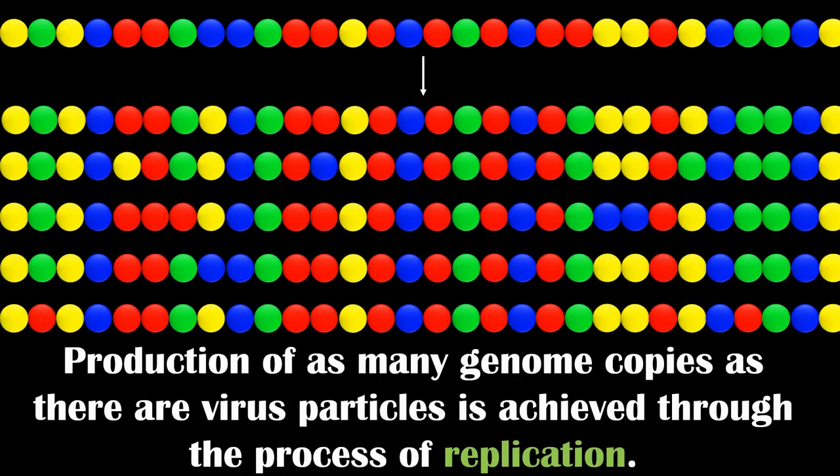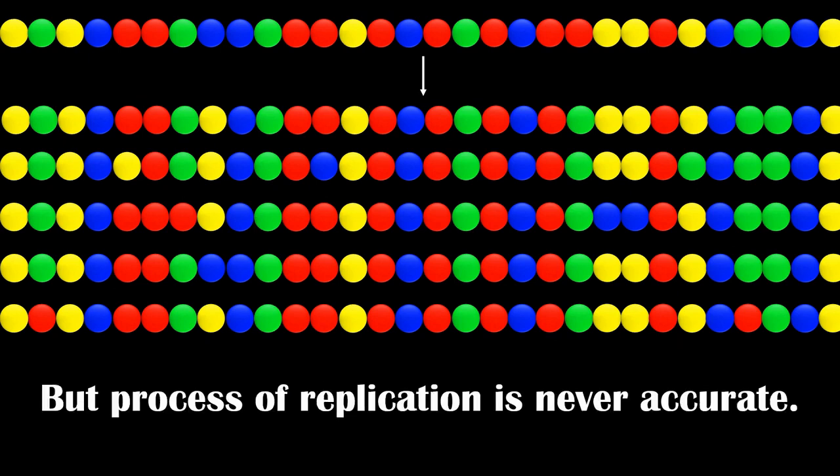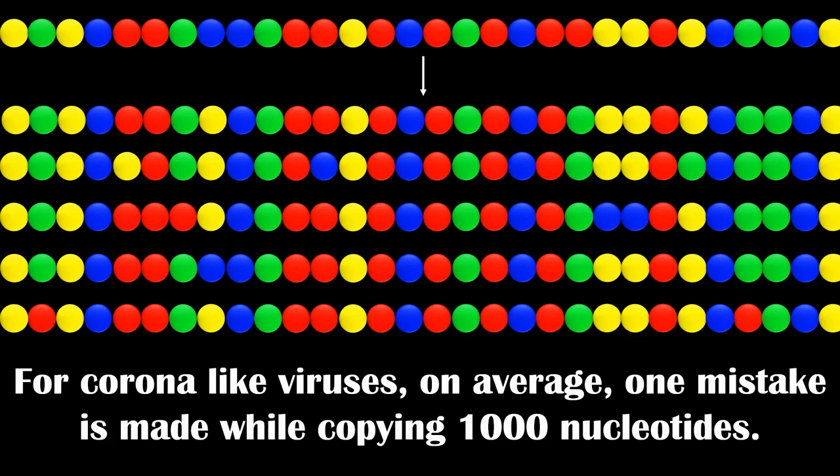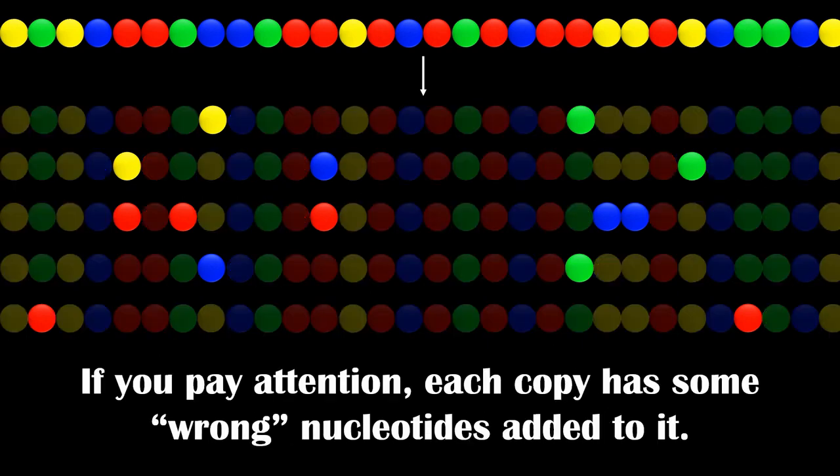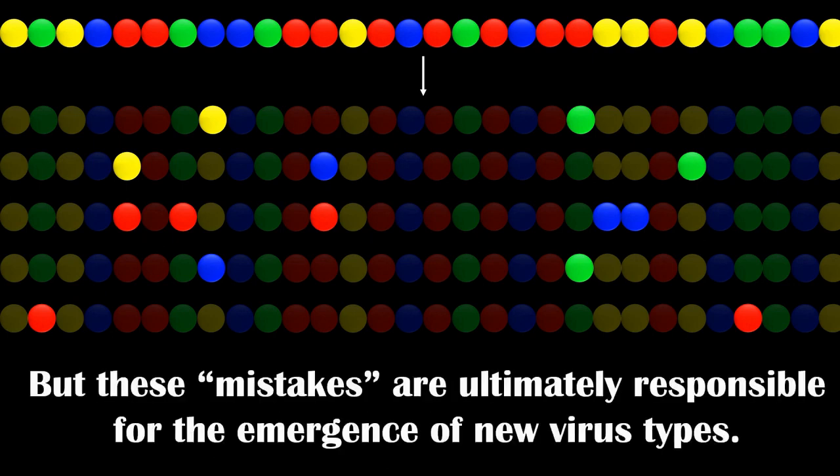Production of as many genome copies as there are virus particles is achieved through the process of replication. But the process of replication is never accurate. For corona-like viruses, on average, one mistake is made while copying 1000 nucleotides. If you pay attention in this example, each copy has some wrong nucleotides added to it. But these mistakes are ultimately responsible for the emergence of new virus types.